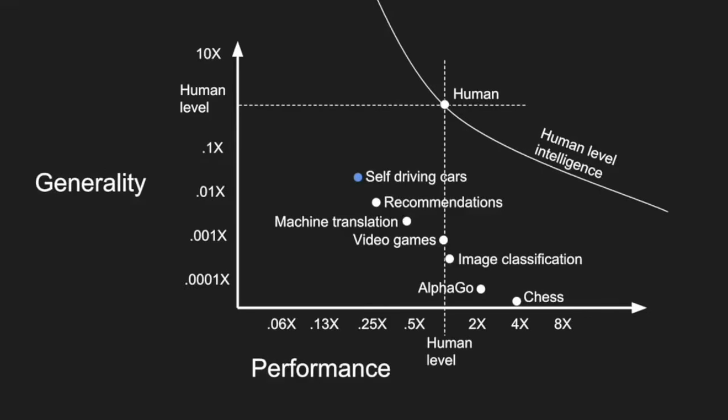So all these things considered, on the task of driving in general, I chose to rate self-driving cars at lower performance than human. Still, it's physical interaction and it's interaction with other people and other cars. So it's quite a lot going on and definitely more complex than machine translation or even recommendations.